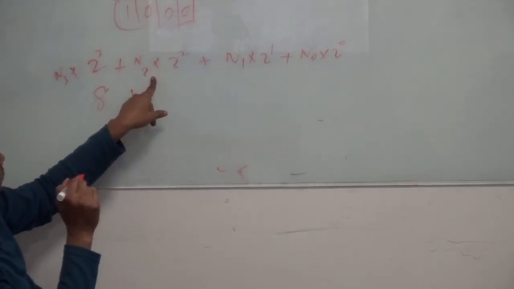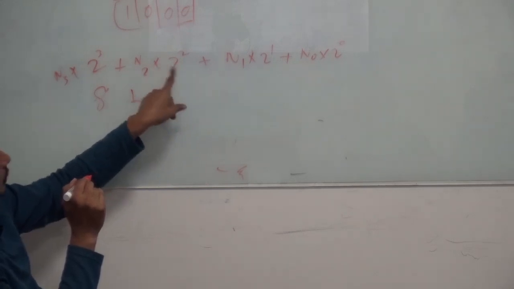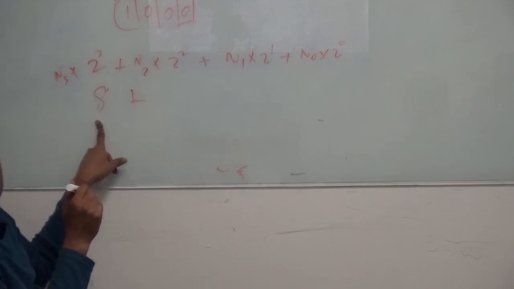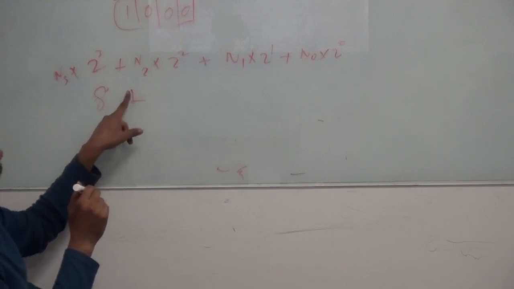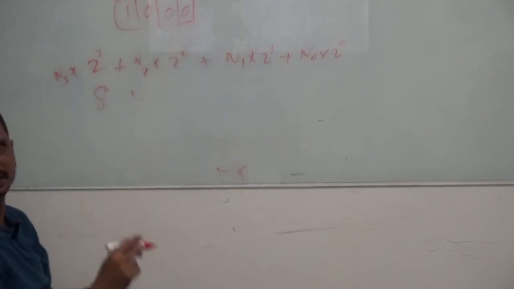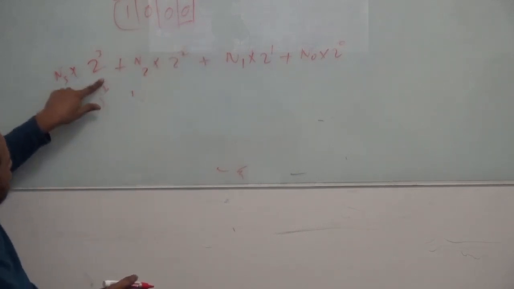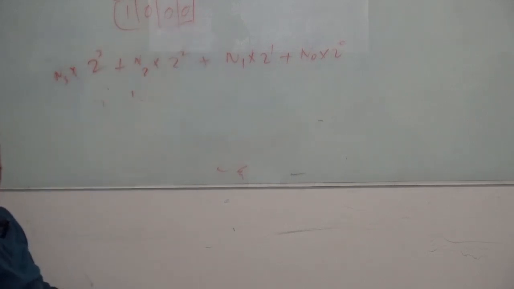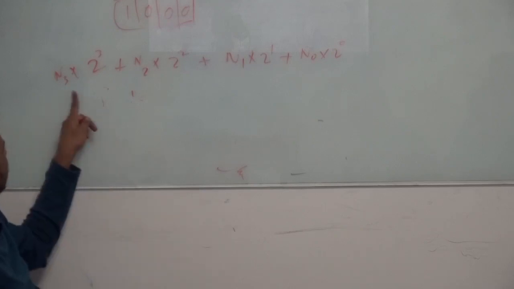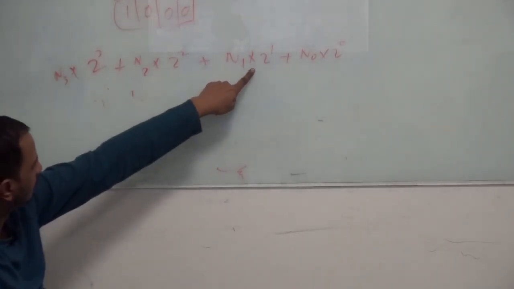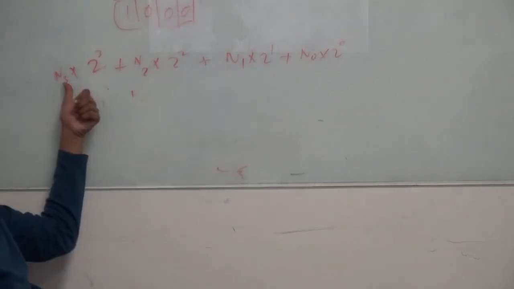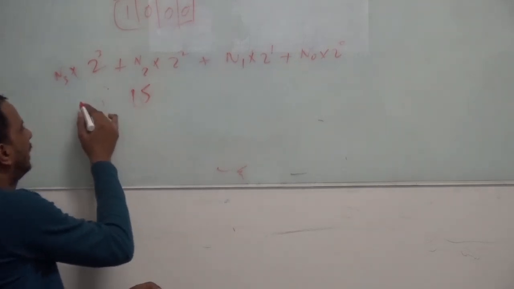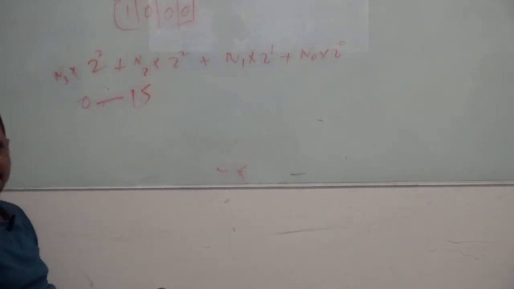Plus this one is 0, so I will not calculate this. This is already 0 0 0. So this will become 8. Okay, this number is 8. Now what will be the maximum here? 1 1 1 1, what will be the number? 8 plus 4 plus 2 plus 1, 15. So the range here is 0 to 15.